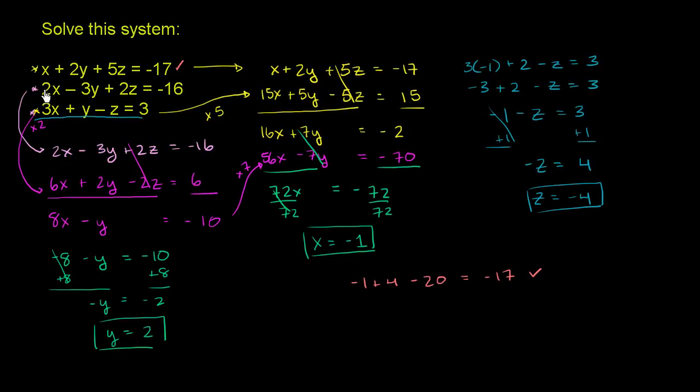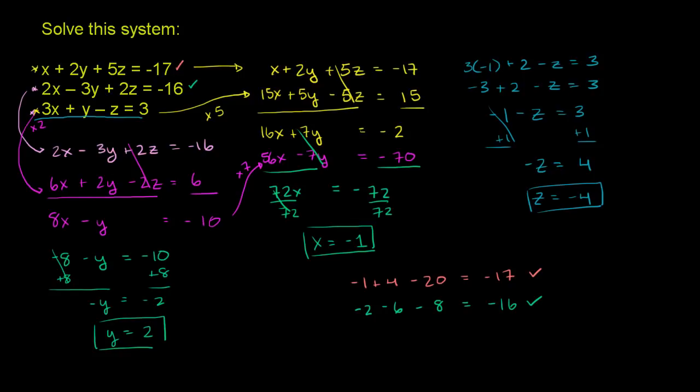Let's look at the second one. 2 times x, 2 times negative 1, that's negative 2. Minus 3 times y, that's minus 6. 3 times 2 is 6. Minus 6 plus 2 times z. Z is negative 4, so that's 2 times negative 4, which is negative 8. That needs to equal negative 16. Negative 2 minus 6 is negative 8. Subtract another 8, you get negative 16. So it meets the second constraint.